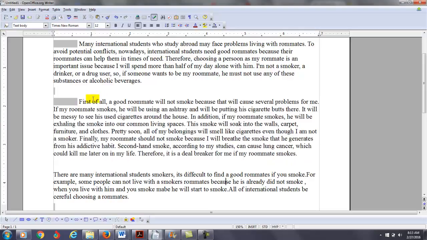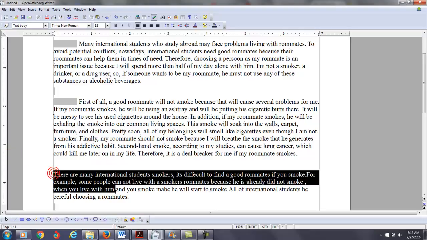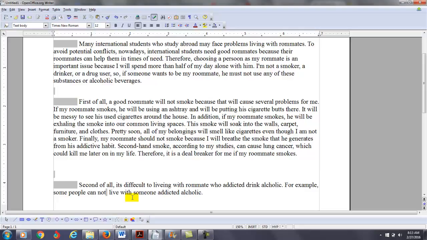So you notice that I'm very, very specific in the vocabulary I'm using. I use words like ashtray. I use words like cigarette butts. I talk about exhaling the smoke. I talk about the smoke soaking in. Notice I say walls, carpet, furniture, and clothes. I even use the word deal breaker near the end. So I'm trying to show you, you need to be very precise, very specific in the vocabulary that you use. And that shows you how you need to develop your ideas.